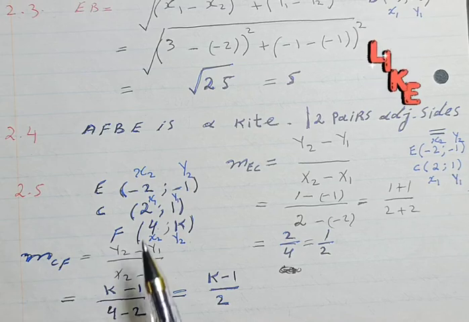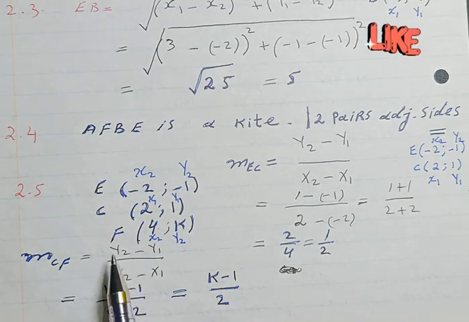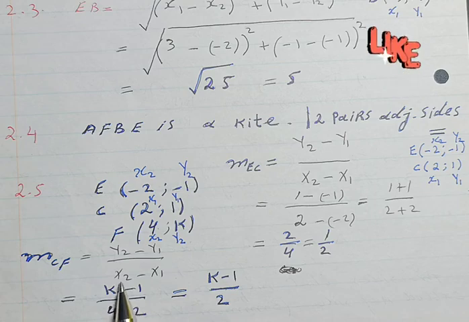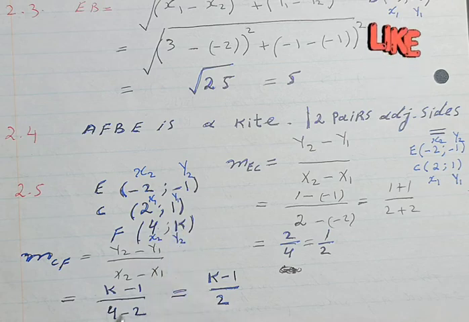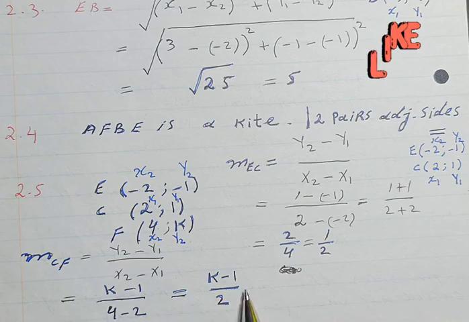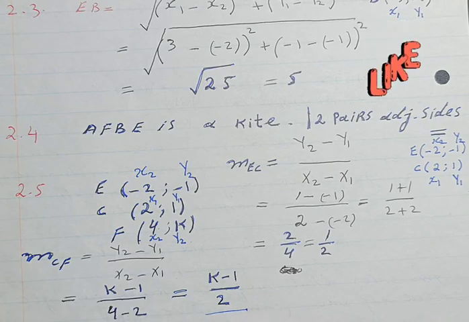Now, first I take the gradient between CF, y2 minus y1 over x2 minus x1. So this is my x1, y1, x2, y2. I plug into this formula and I get K negative 1 over 2. This I found after the calculation.